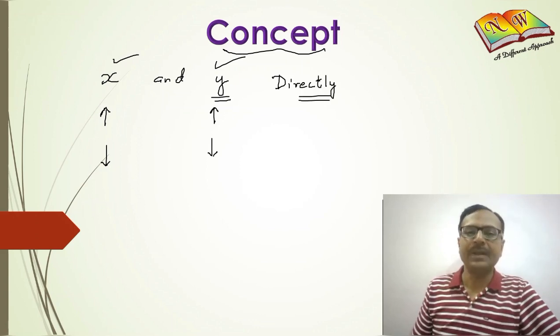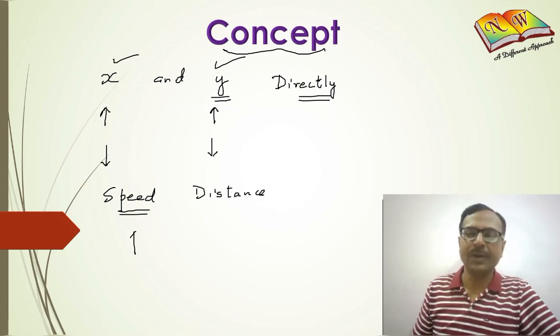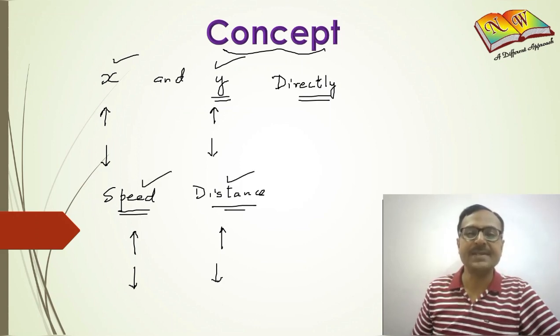For example, if you take the example of speed and distance, if you increase the speed, obviously the distance covered will increase, and if you decrease the speed, the distance covered will automatically decrease, and therefore speed and distance vary directly. This is the concept of direct proportion.